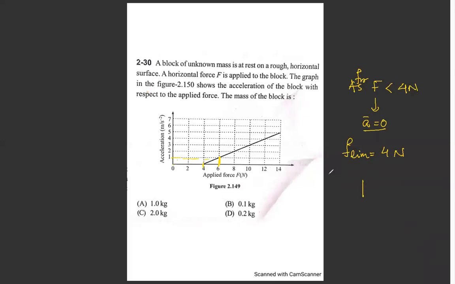So if you draw the diagram, you can take any of the forces, that doesn't matter. We are required to find out the mass of the block. The applied force, let it be 6 Newton. You can also take it as 10 Newton, that doesn't matter. But the maximum value of friction is 4, and the acceleration is 1 meter per second square. So we can write 6 minus 4 is equal to m into 1. So the mass is coming out to be 2 kg.